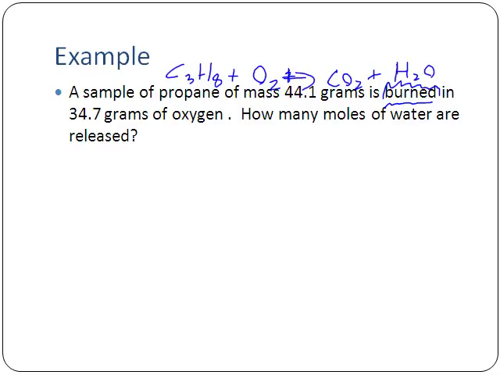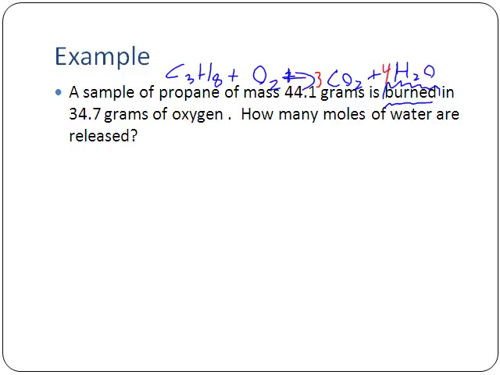So to go ahead and balance this out, we have 3 carbons on the left, so we need 3 carbons on the right. We have 8 hydrogens on the left, which would mean that we would need 8 on the right. So what times 2 is 8? 4. So we have 4 right here.